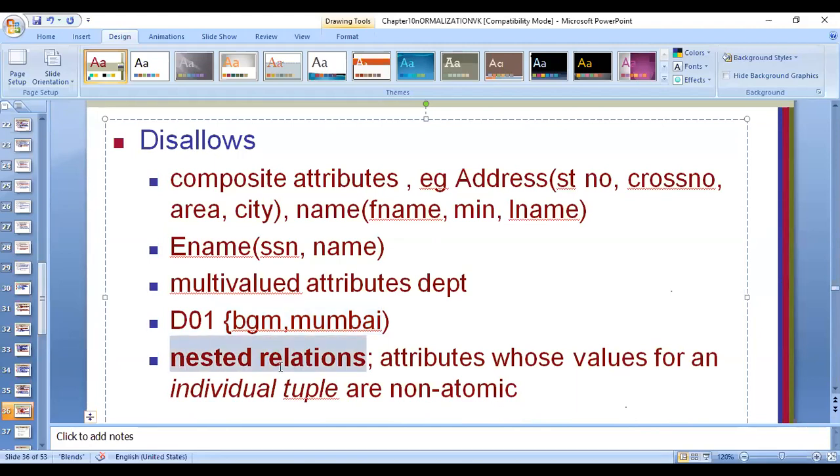Then the third one it does not allow is nested relation. Is it clear? So this is how the first normal form does not allow these three things: composite attribute, multi-valued attribute, and nested relation. Then what to do if my table has any of these? If my table has a composite attribute, or a multi-valued attribute, or a nested relation, then I must decompose such a table. How should I decompose? That example we'll see.